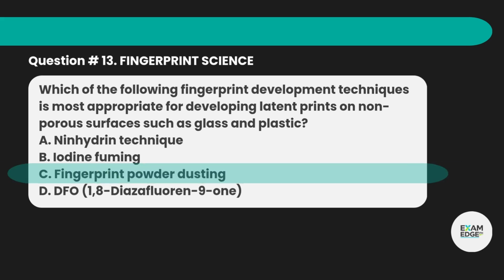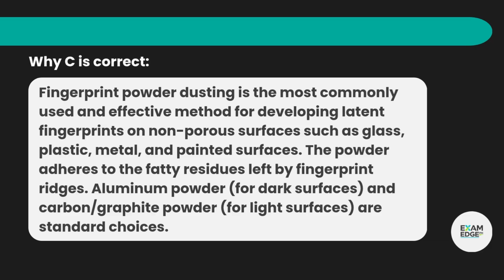Correct answer: C. Fingerprint powder dusting. Why C is correct? Fingerprint powder dusting is the most commonly used and effective method for developing latent fingerprints on non-porous surfaces such as glass, plastic, metal, and painted surfaces. The powder adheres to the fatty residues left by fingerprint ridges. Aluminum powder, for dark surfaces, and carbon, graphite powder, for light surfaces, are standard choices.